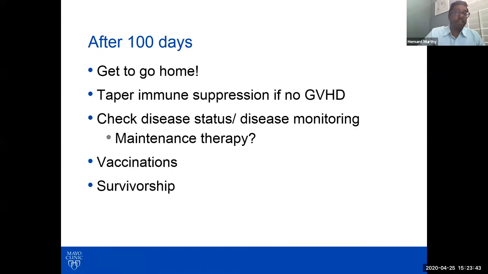So after 100 days, you're sprung. You could go home. I've had people who look like they've just broken out of jail. And it's a happy day for me too, because it's a milestone. So we get them out, we get them home, back to home cooking. And what is important in this time is the following. If there are no signs of active GVHD, it's time to start slowly taking the medicine off. We don't want to immediately take it off. We slowly taper it so that we don't get any flares of graft versus host disease. We make sure that the disease is still in remission, that the transplant has done essentially what it's supposed to do and treat the disease.